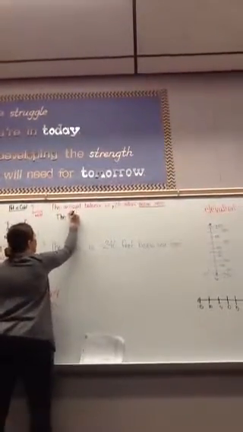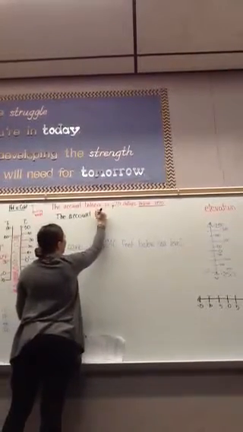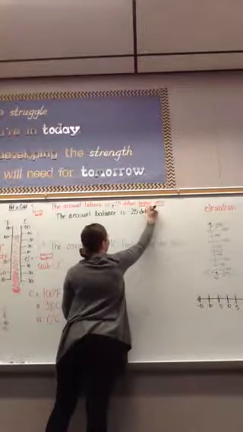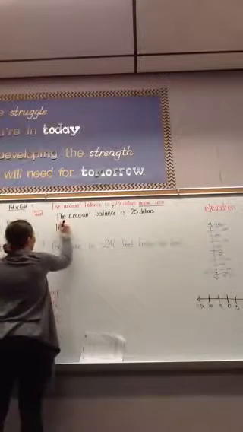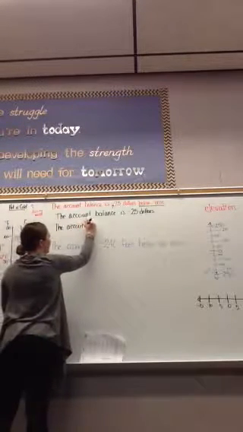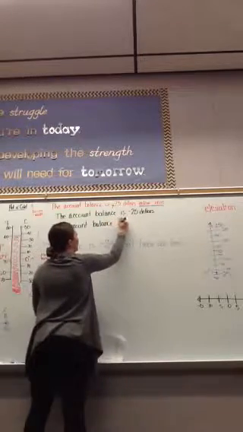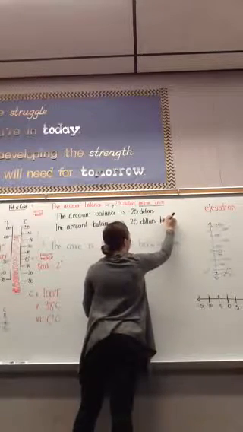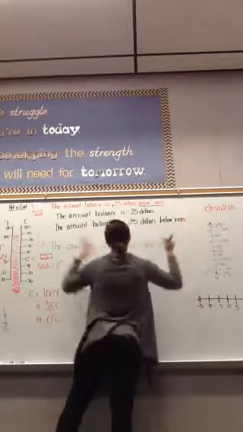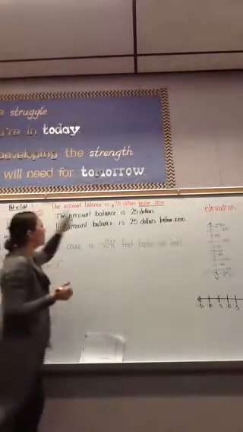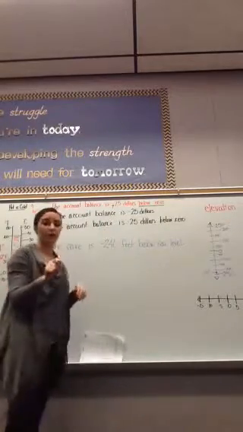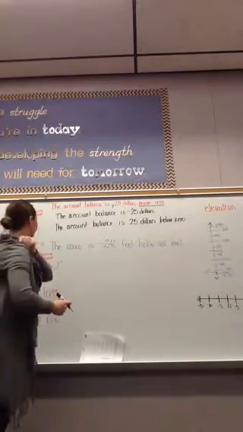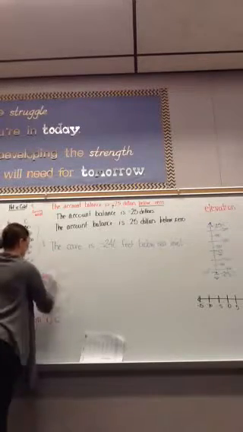Instead, I could say the account balance is negative $25. Or I could say the account balance is $25 below 0. Either of these sentences is correct, but having both the negative and below 0 is not correct. So make sure that you're not being redundant whenever you write a sentence describing a negative number. Go ahead and practice on your paper.